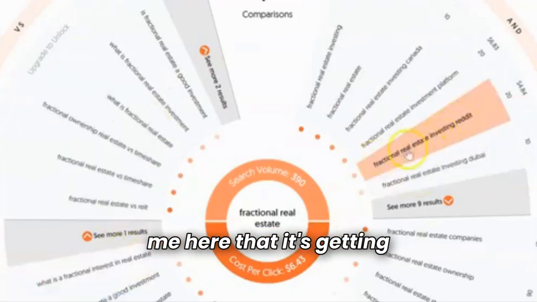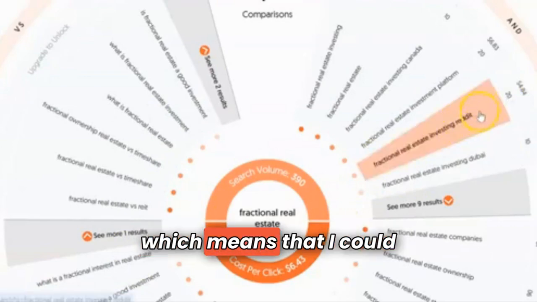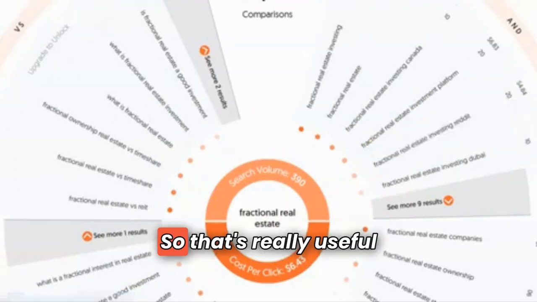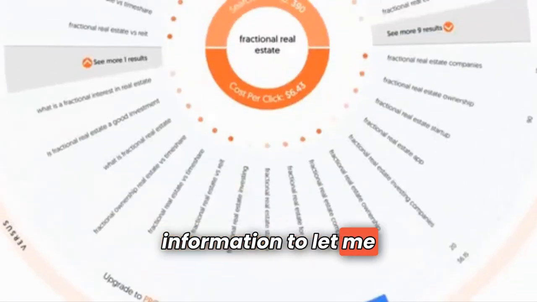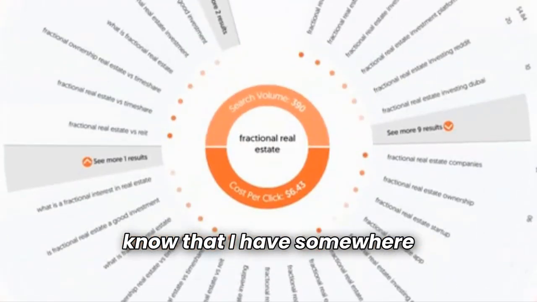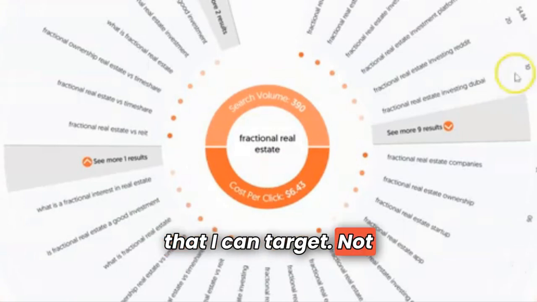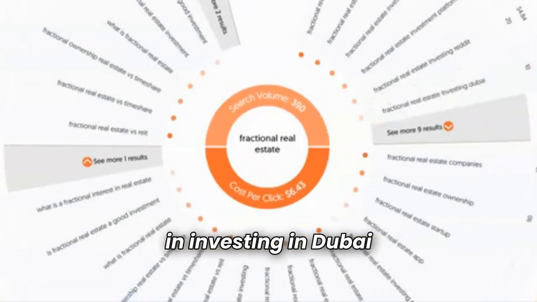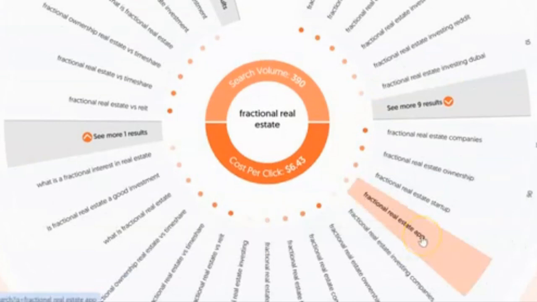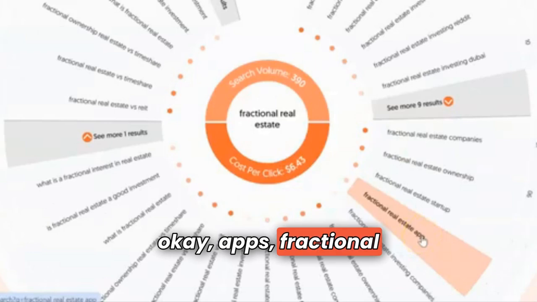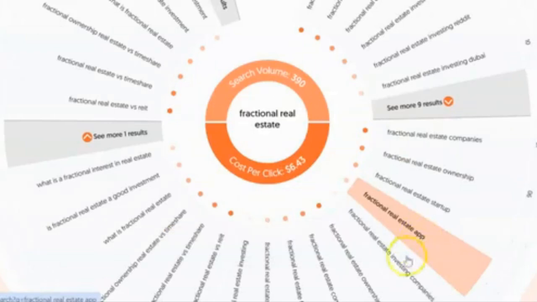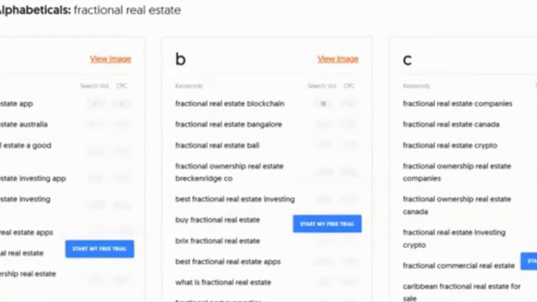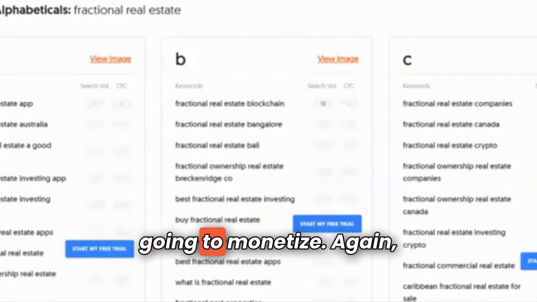Not only that, but it's telling me here that it's getting some searches on Reddit, which means that I could probably go to Reddit in order to be able to promote my newsletter. So that's really useful information to let me know that I have somewhere that I can target. Not only that, we've got here people in Dubai, so maybe people in the States are interested in investing in Dubai, and apps as well, which helps me thinking about, okay, apps, fractional investing, this might be a good affiliate. So it's not just about content, but it's also about getting ideas of sponsors and how I'm going to monetize.